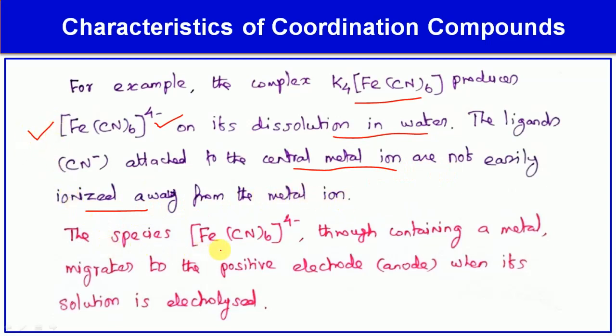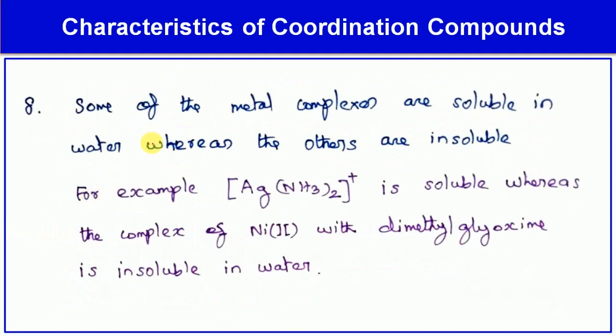And second, the species [Fe(CN)6]4-, though containing a metal, migrates to the positive electrode, which means the anode, when its solution is electrolyzed. So this is the main point.